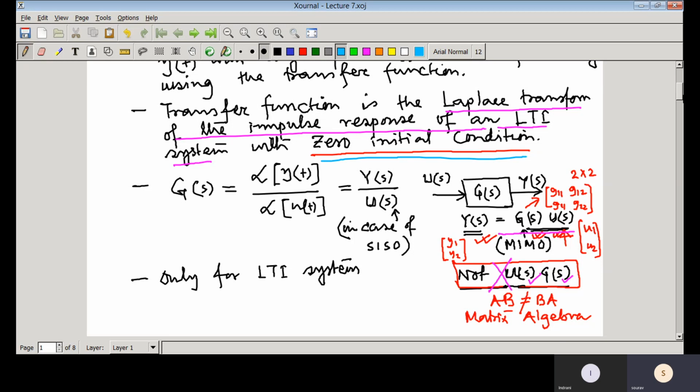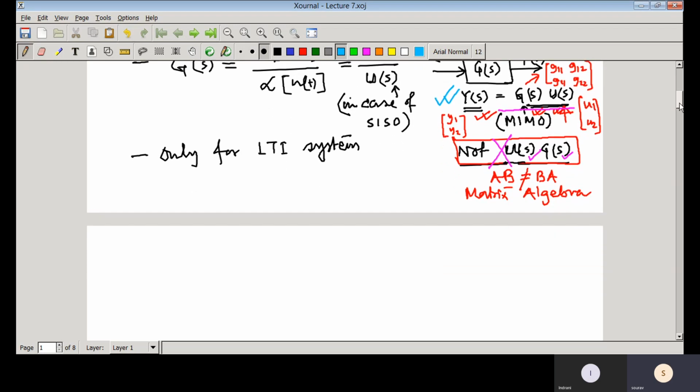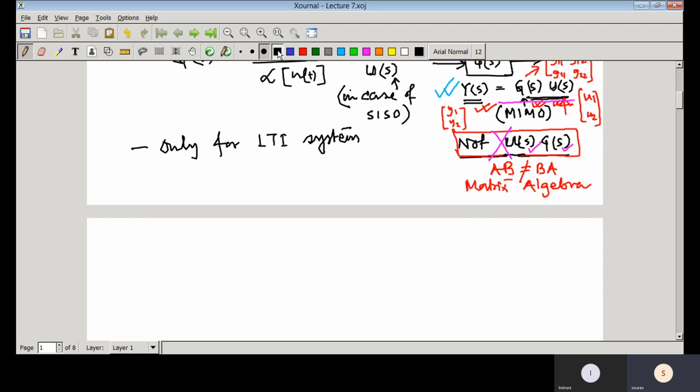But on the other hand, this modeling technique is very easy, as the description is in algebraic form. That means you can do all sorts of algebraic operations between input and output, which I'll discuss in detail today. And another important thing is, it is independent of the input of the system.